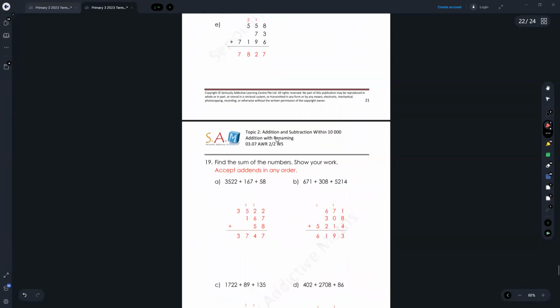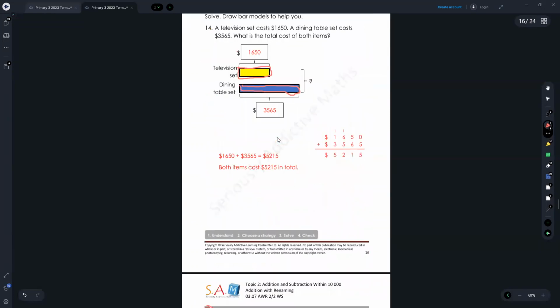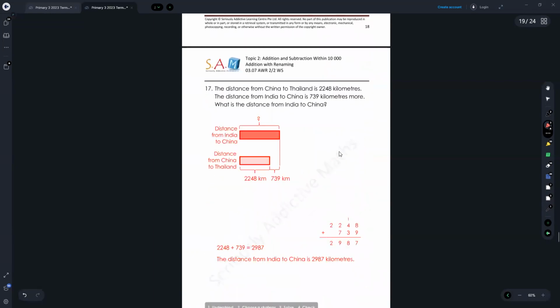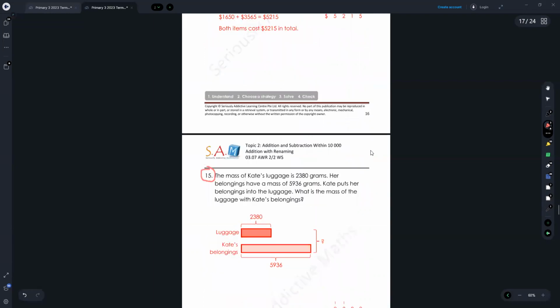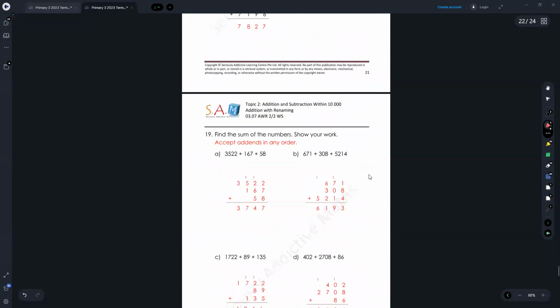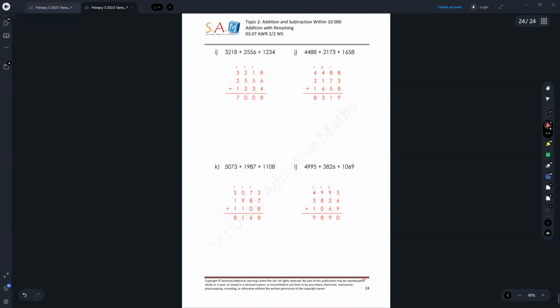Okay, so for homework, I would say get them to do from page 15 all the way to the end. Okay, so no need to do so many of it. All right, and that's it for this week's lesson. Don't forget to assign the test paper as well.